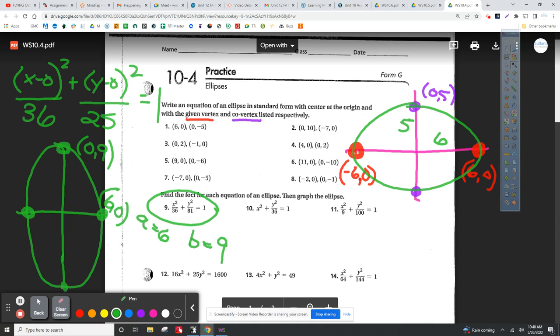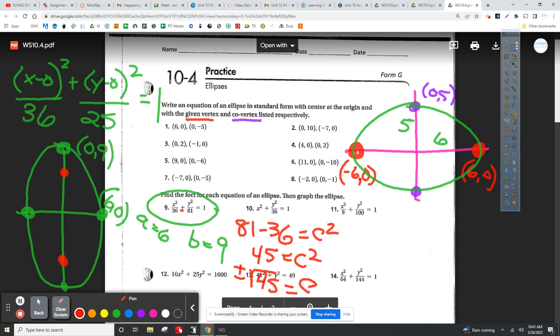and 0, negative 9. Now, to learn where the foci are, remember, that's a plus, right? So I'm going to do 81, which is b squared, minus 36 equals c squared. Okay, what's 81 minus 36? So c is radical 45, okay? I can tell you that's 3 radical 5, but don't worry about that. To find c, I take the square root of both sides. Do you agree? So that's my c value. So this is 0 comma radical 45, and this is 0 comma negative radical 45. You're not going to be able to read that, but that's the best I can do right now. Okay?